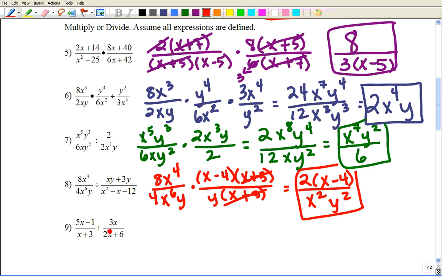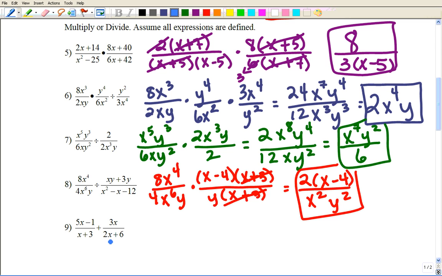All right, let's look at one more of these. All right, so this time we are going to be, well, maybe this one's in a weird spot. It should have multiply or divide. I should have said or add. But I have 5x minus 1 over x plus 3 plus 3x over 2x plus 6.